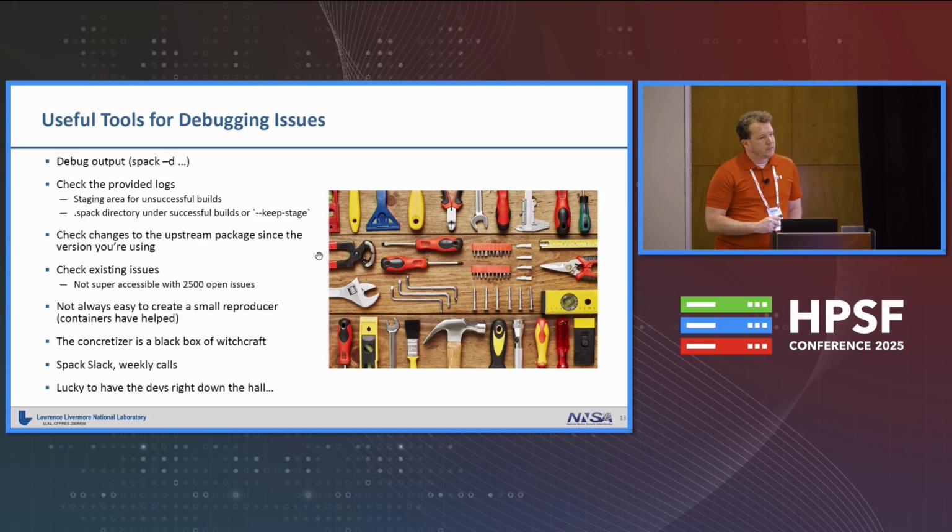Checking the provided logs. The config output is a very helpful log. It's very long, but when you can find the right place, it'll show you exactly what it was running and exactly how it failed, and probably give you enough information to start looking at things yourself, or at least present better information to the Spack developers when you're doing that. Even for successful builds, you can find a lot of this information under the .spack directory where it is, or you can tell it to keep the stage.